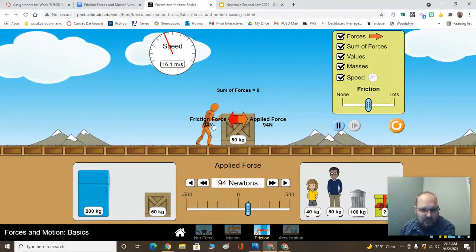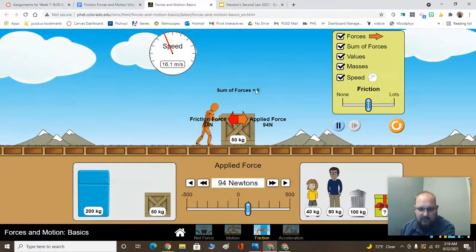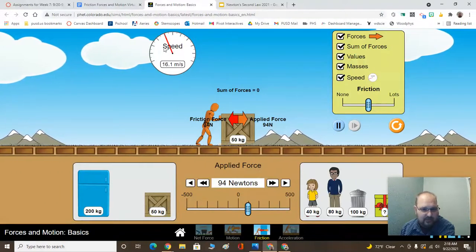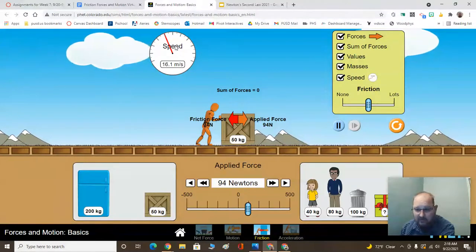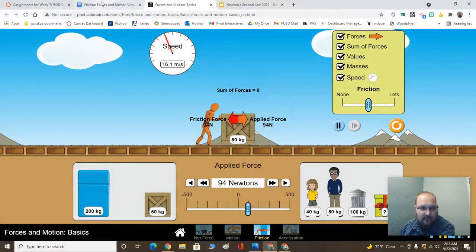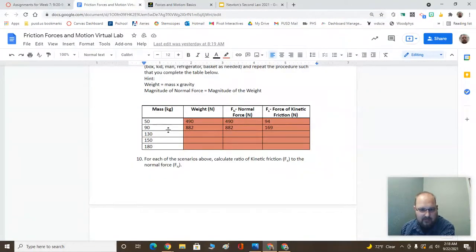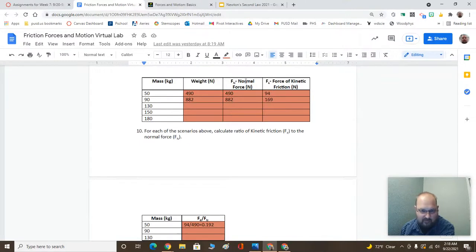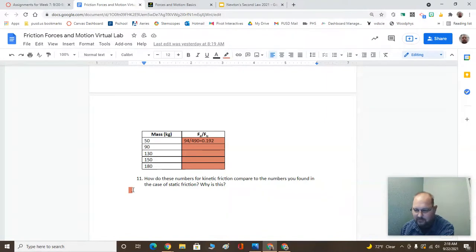Frictional force is 94 newtons. And so to get our sum of forces equal to 0, we have to just have an applied force of 94 newtons. And once we do that, we will see that we just continue on at constant speed. Okay, so our force of kinetic friction is 94 newtons, and that's what we have written here. We're going to do that with the 90, the 130, the 150, the 180. And we are then going to calculate our coefficient of kinetic friction by, again, dividing 94 by 490, 169 by 882, et cetera, and then seeing how these numbers compare.